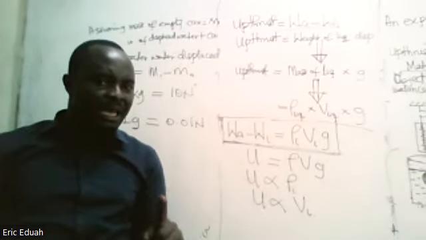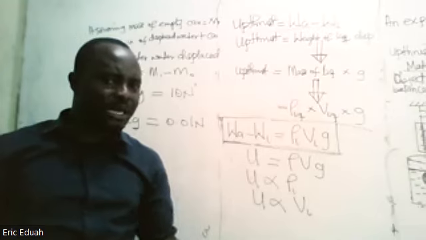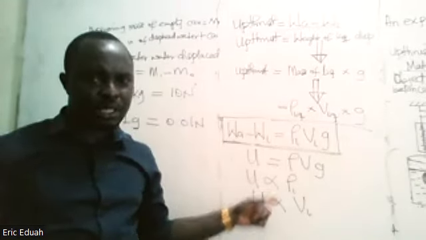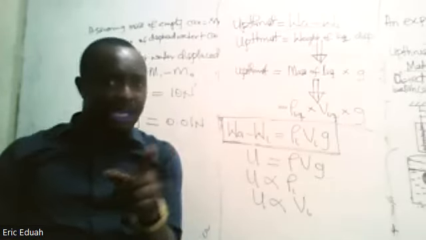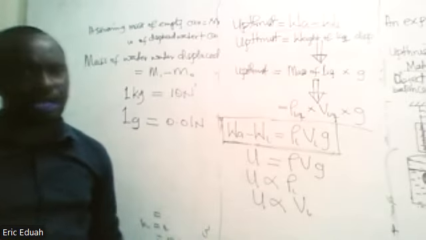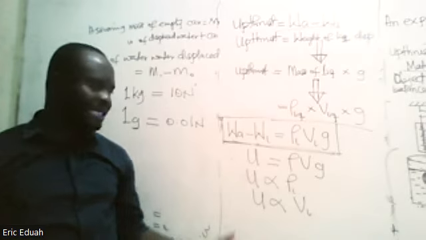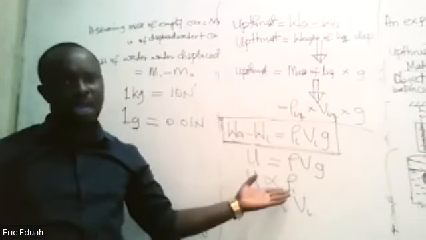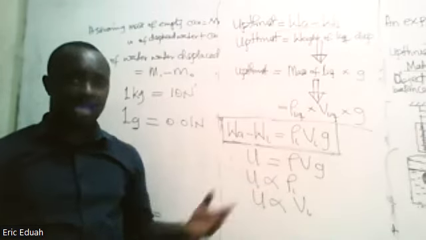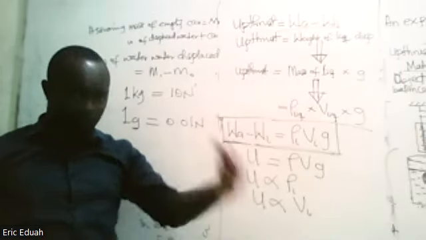Okay, if the liquid is denser, it means the upthrust will be greater, and that explains the reason why upthrust is greater in liquids than in air or gases, because the density of liquid is greater than the density of gases. So certainly, upthrust would have to be greater in liquids than in gases. And the relationship is this.